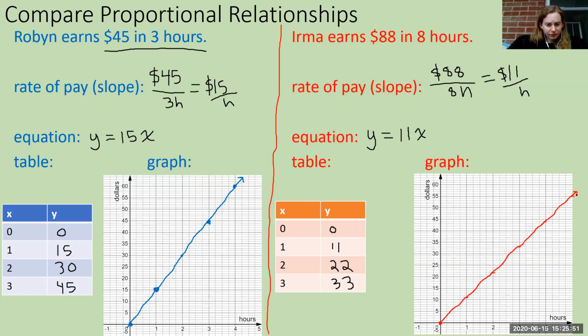And now you can see here, if you compare the blue graph to the red graph, you can see the blue graph is a little bit steeper, right? Because Robin is earning more money per hour, the amount that she earns is increasing at a faster rate, right? Her line is steeper. She's accumulating money faster than Irma is. So that's a visual way we could compare their earnings. If we compare the blue line and the red line, we see the blue line is steeper, which shows us that Robin is earning more money than Irma is.